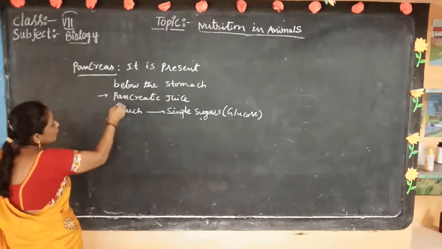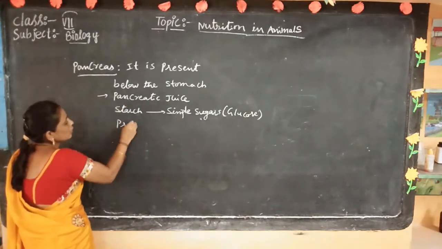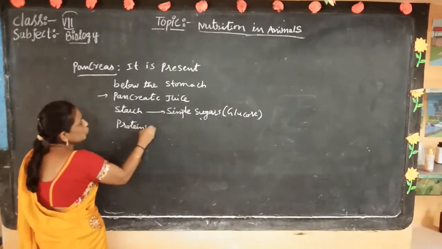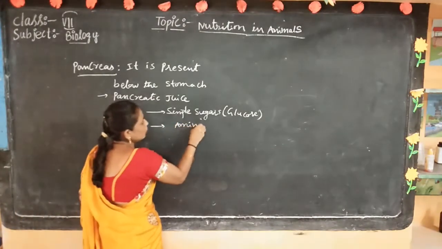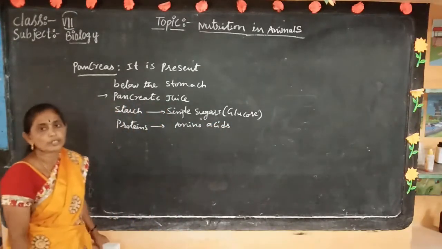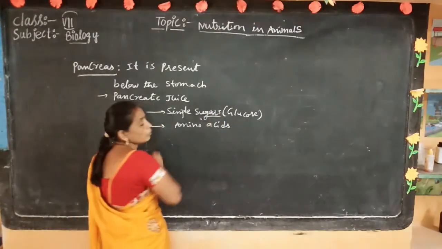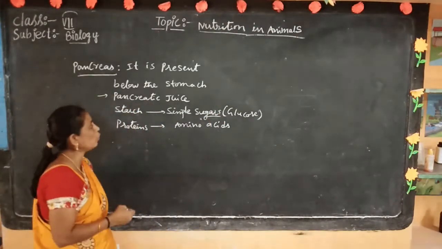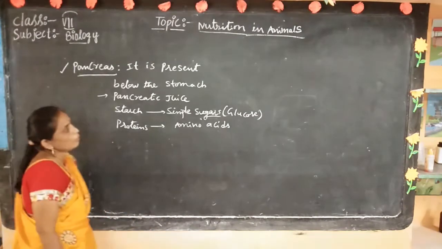Glucose. Then some chemicals are present. Proteins are converted into amino acids. Amino acids are also important for growth and development. Sugars are also important to give energy to our body. That is about the pancreas.